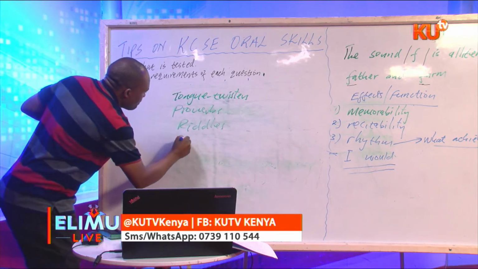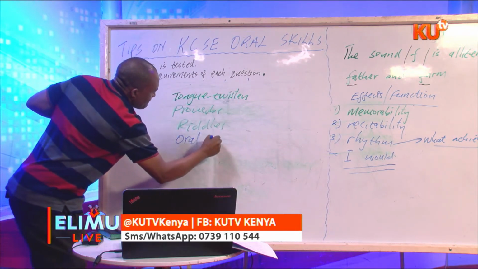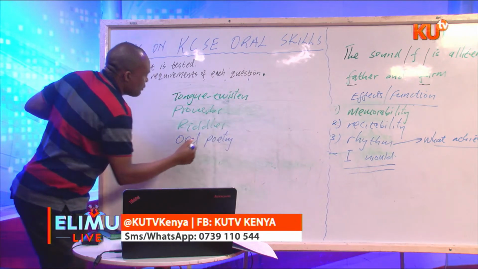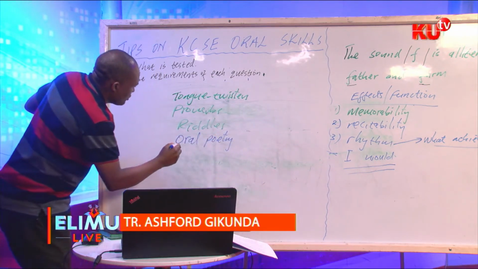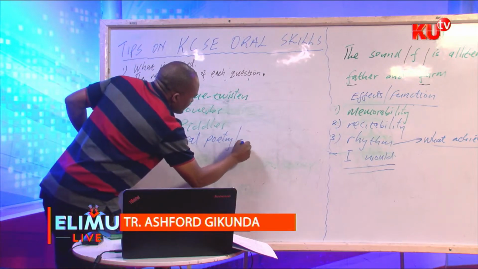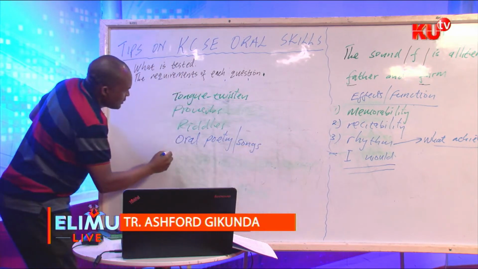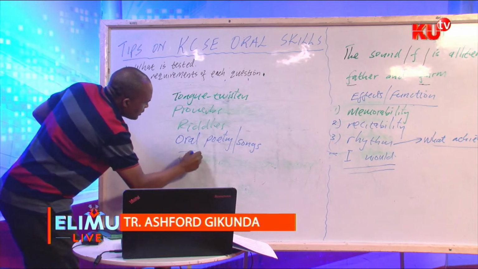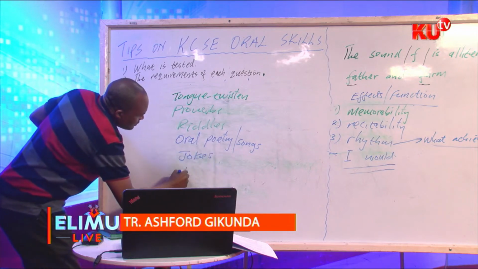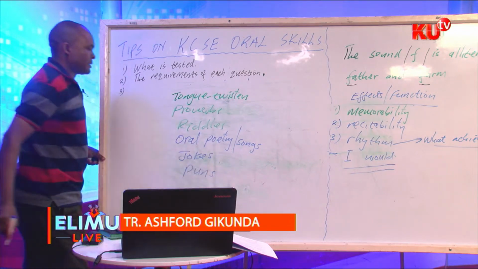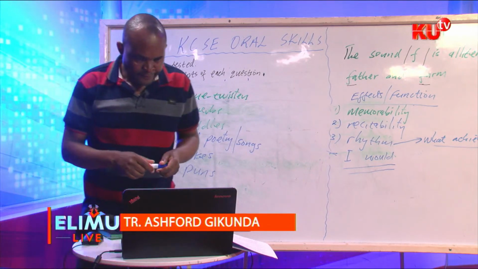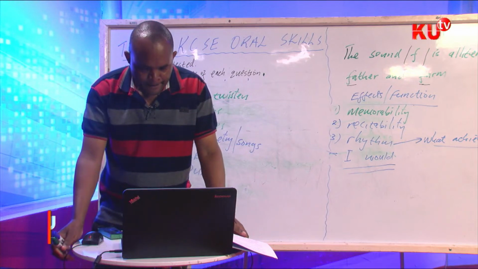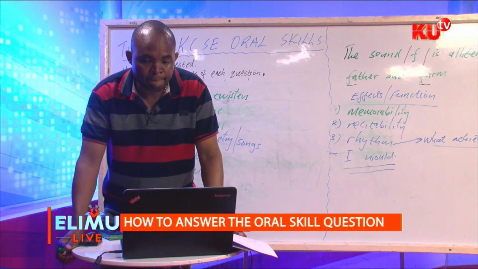We have the oral poetry. This is not the one that comes in paper 2, the oral poetry, songs. Then here we have jokes, and then we have puns. This is how the testing is done.